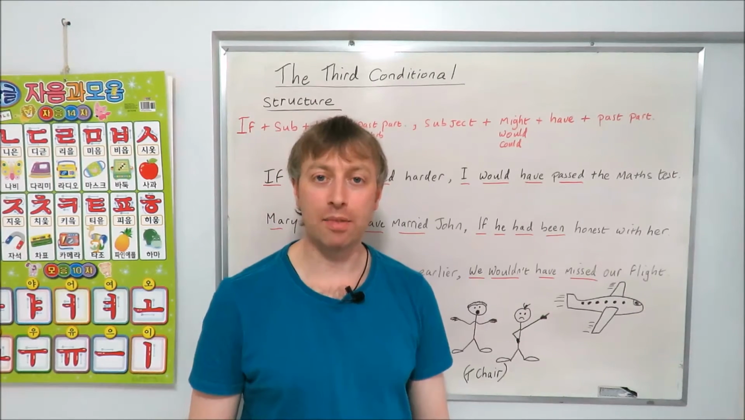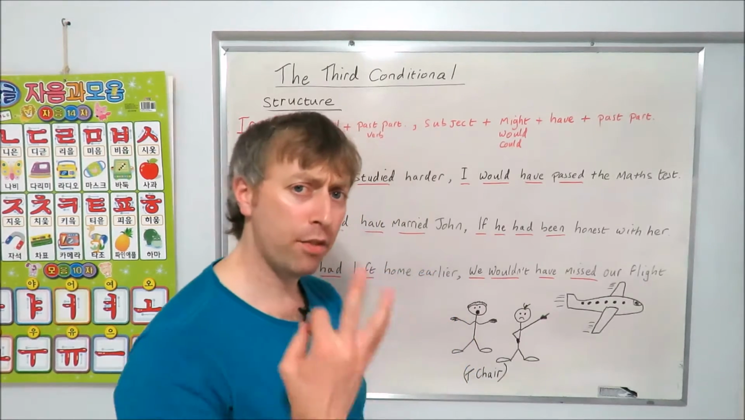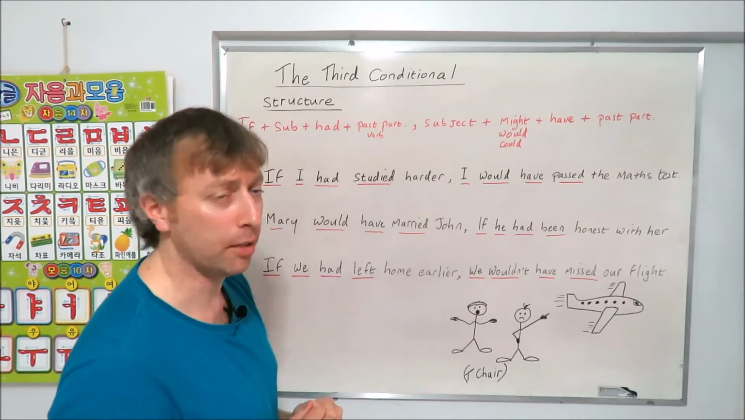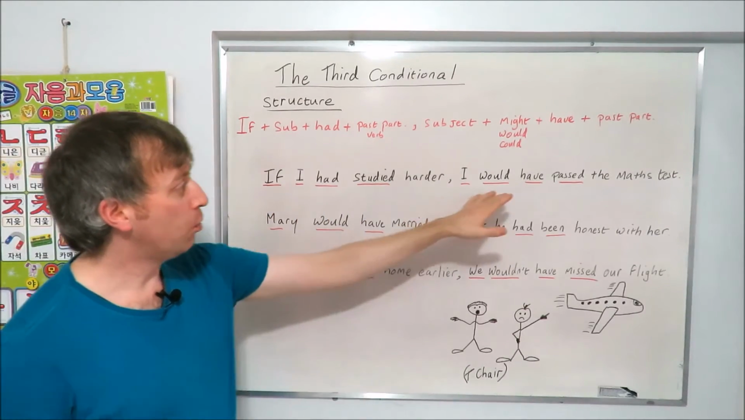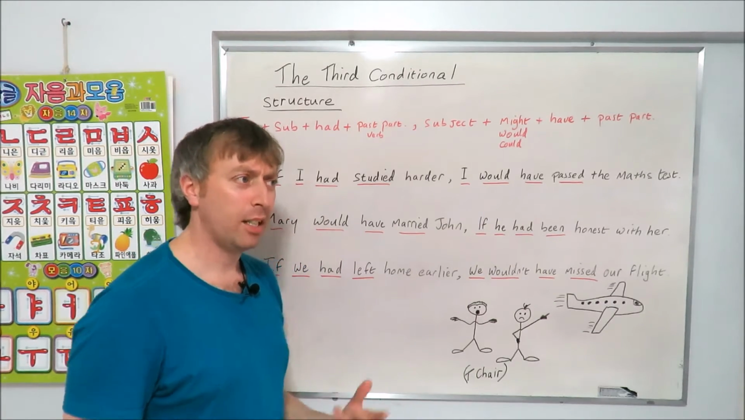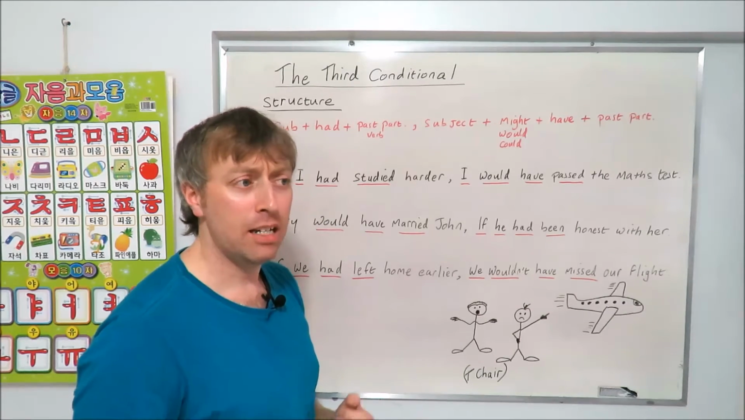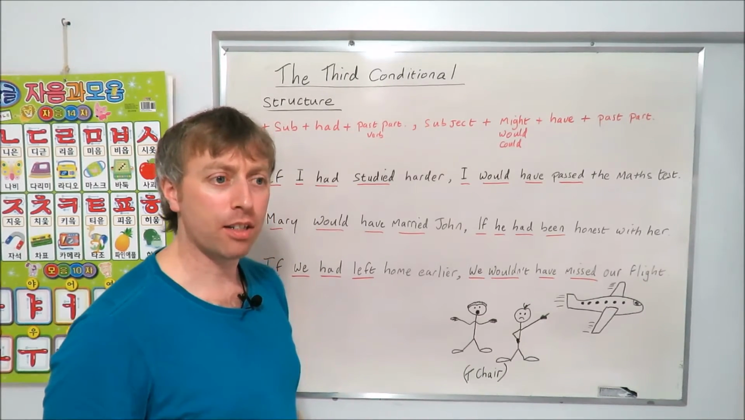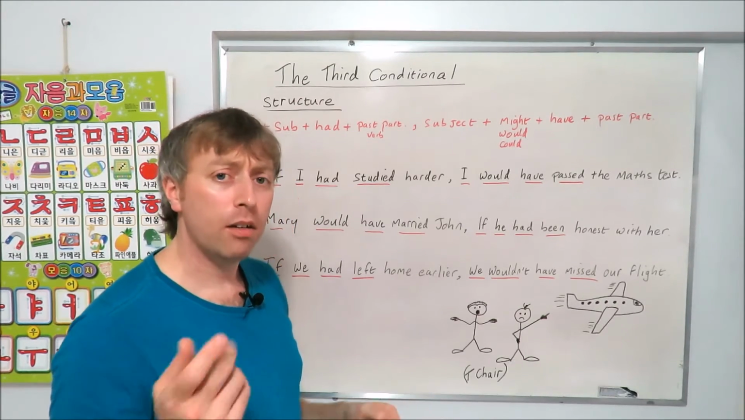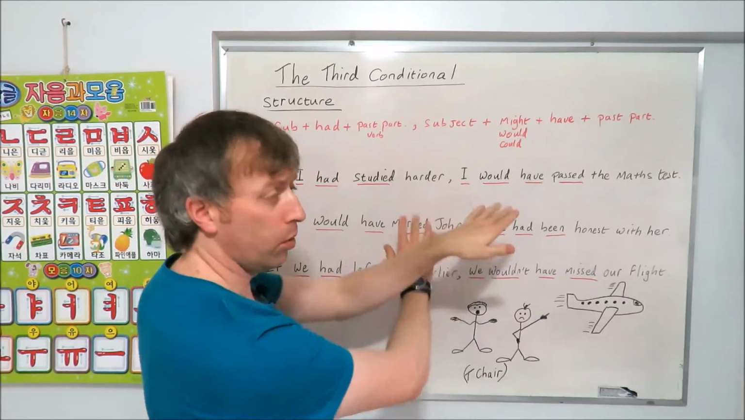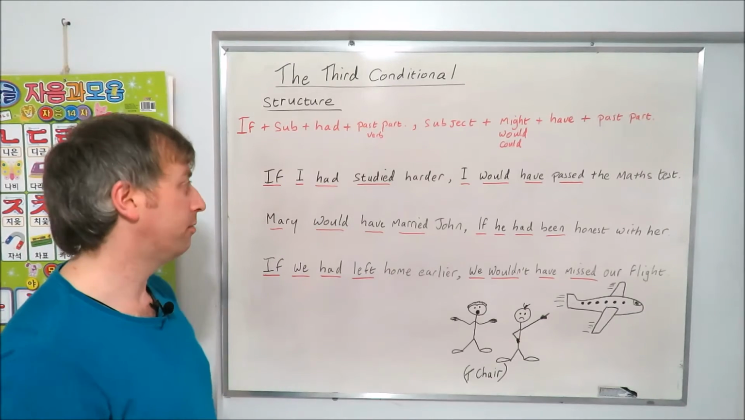Okay guys, let's have a look at some sentences to help you to understand this structure better. So I have 3 sentences for you. So, if I had studied harder, I would have passed the maths test. The problem was I did not study hard and I did not pass the maths test. So, it's something that happened in the past. I can't change that. It's impossible. So, we can also switch the two clauses. We could say, I would have passed the maths test if I had studied harder.